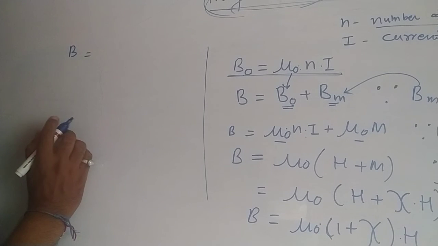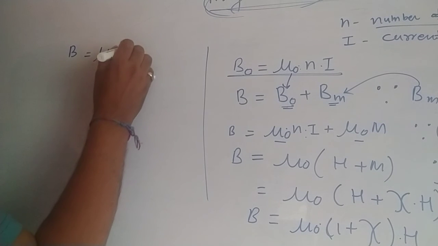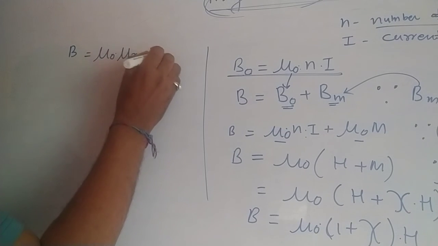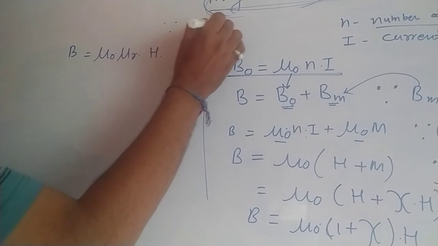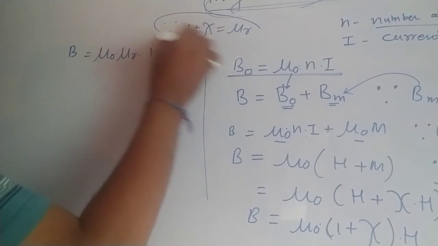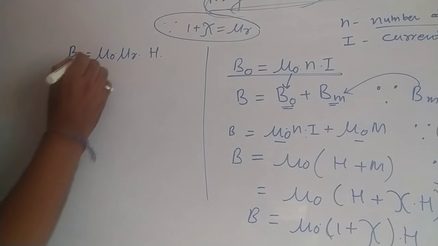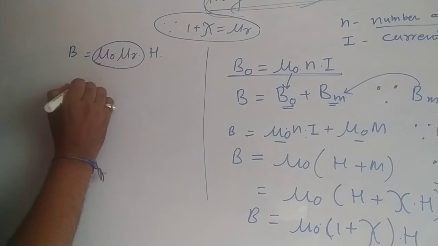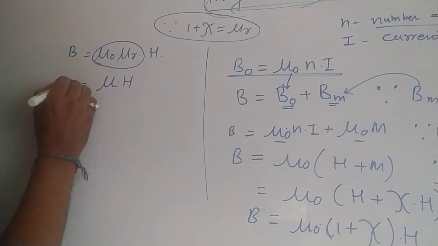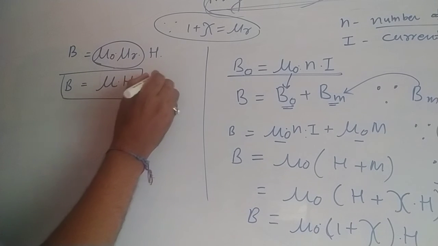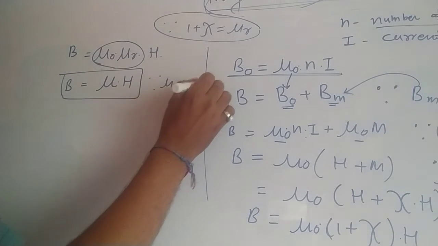1 plus Xi is nothing but mu r. So mu0 as it is, this is nothing but mu r into H as it is. Here 1 plus Xi is nothing but mu r, that is said to be the relative permeability of a medium. Again, mu0 into mu r is said to be mu, the permeability of a medium. So B equal to mu into H, where mu0 mu r is equal to mu.